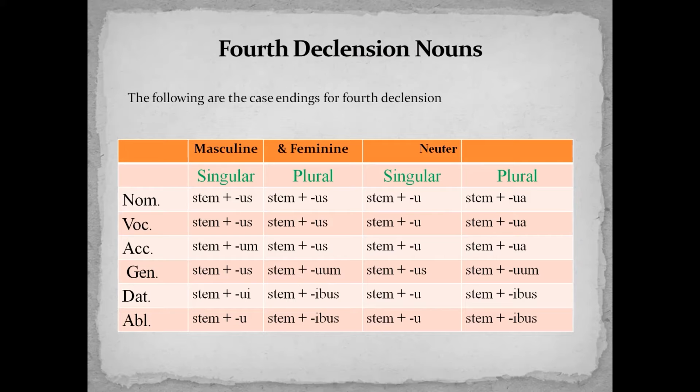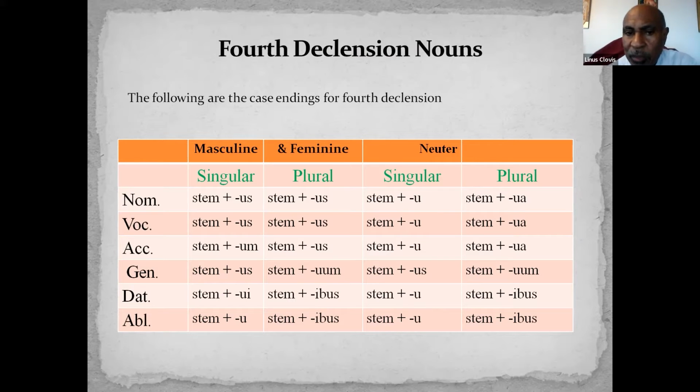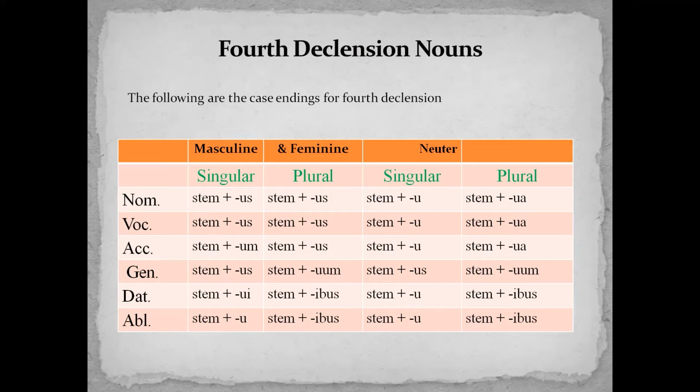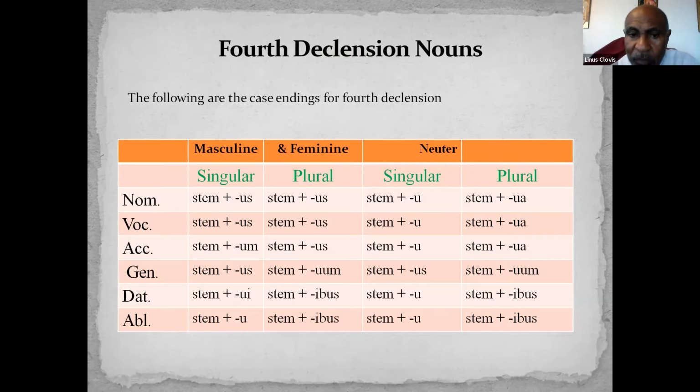So here we have masculine, feminine. These two columns apply to both masculine and feminine. So in the singular, we have the stem plus US for the nominative case. Agreed? Yes. If we go across to the plural, we have the stem plus US again. That's the same. So we're saying essentially that in the nominative case, the singular and the plural are the same. With the vocative, the same thing applies. The vocative would just be like the nominative, okay?